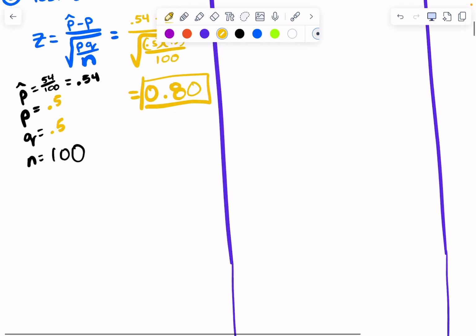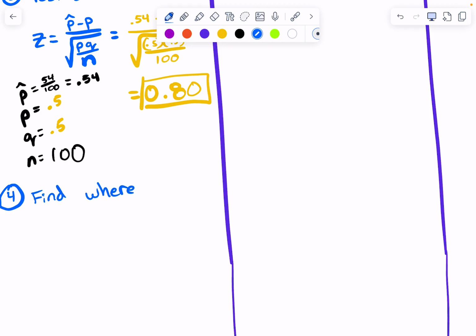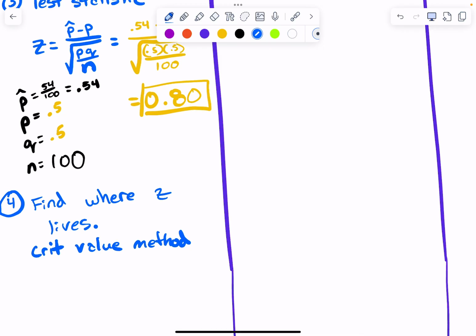Now, step number 4. Okay? Find where Z lives. All right, there are 2 ways of finding this. I'm going to do what's called the critical value method. Okay, there's another method, and it's called the p-value method, but I'll teach you that later. I'm not going to do that today. The critical value method. All right, we've got to find where Z lives.